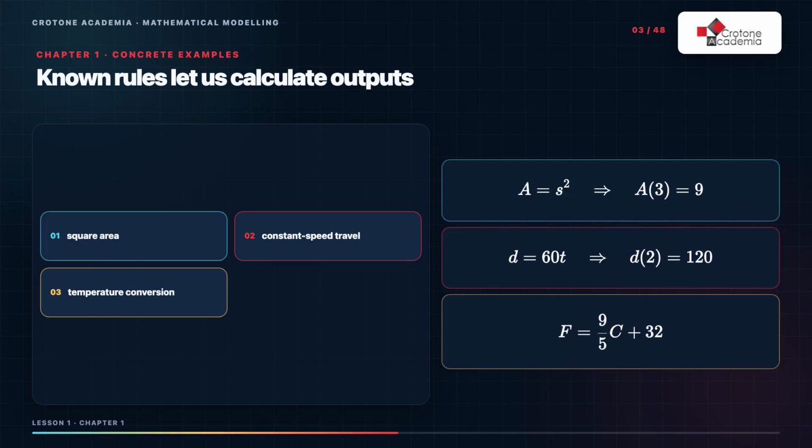Temperature conversion provides another example. Fahrenheit equals 9/5 of Celsius plus 32. This example reminds us that inputs and outputs need not be named X and Y. In each case, the rule is known. We substitute a permitted input, carry out the stated operations, and obtain the output. This direction, from a known rule and input toward an output, is the forward calculation.